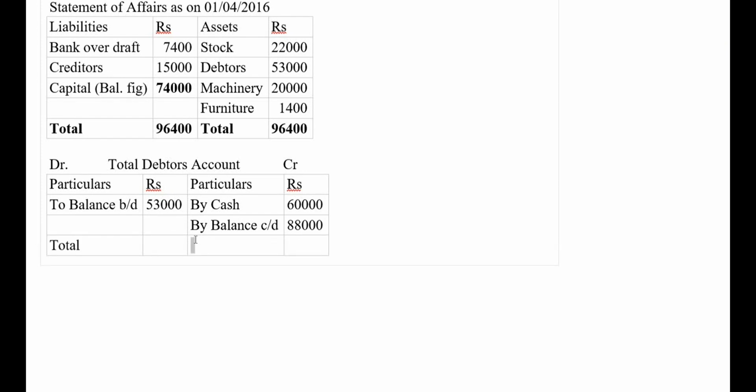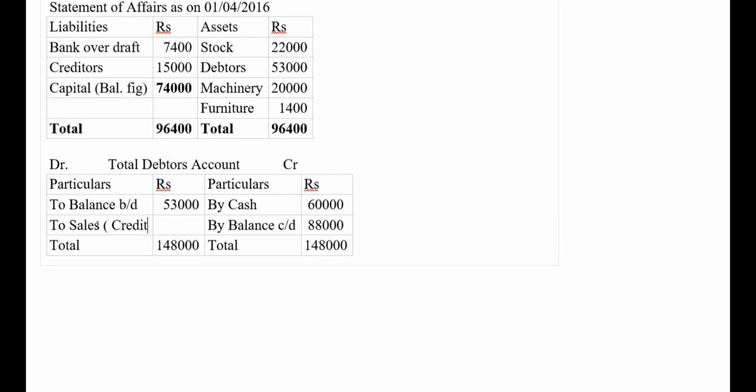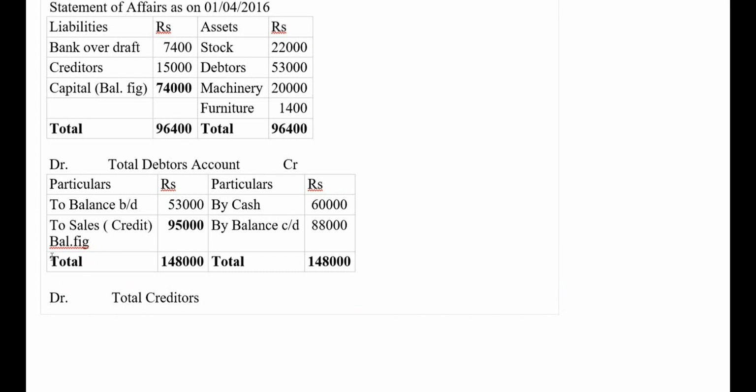Let us take the total here. The total comes to 1,48,000. Let us write down the same thing here, 1,48,000. The difference here is nothing but credit sales. So, to sales in brackets credit, balancing figure, that comes to rupees 95,000. This is the amount which we have found by preparing the total debtors account. This is the missing item. So now let us prepare similarly the total creditors account.